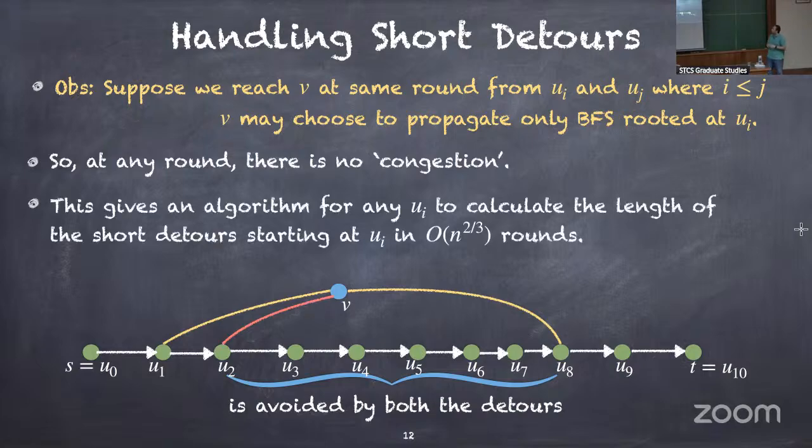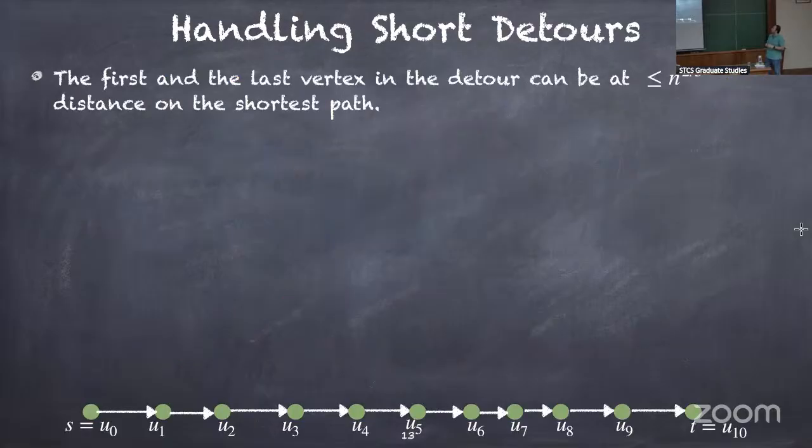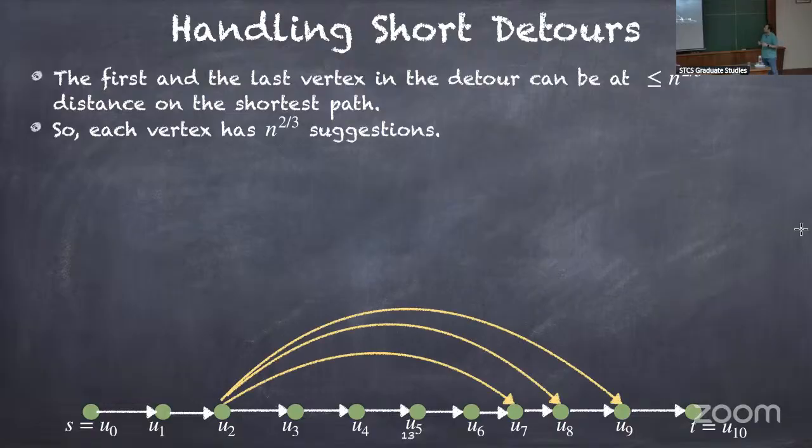And so this gives an algorithm for any Ui to calculate the length of the short detour in n to the power 2/3 rounds. One thing is that the first and the last vertex in the detour can be at most n to the power 2/3 apart, because all the detours are n to the power 2/3 at most. So each vertex has n to the power 2/3 suggestions.